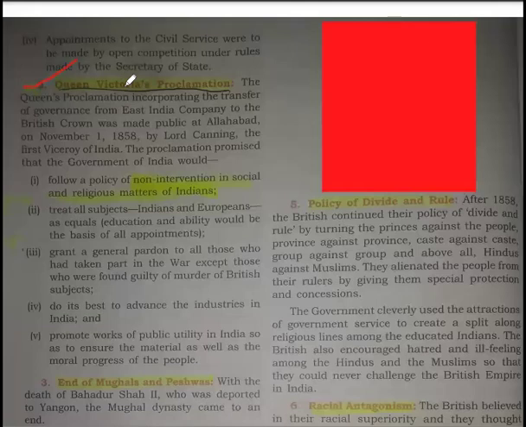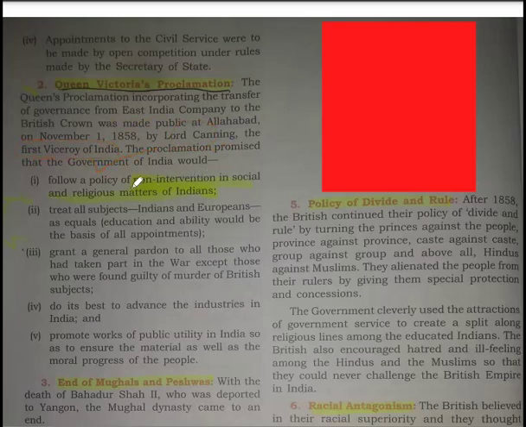Then, guys, we have Queen Victoria. One more thing: appointments to the civil service were to be made by open competition under rules made by the Secretary of State. So, Queen Victoria's proclamation, incorporating the transfer of the government from East India Company (EIC) to the British Crown (BC), was made public at Allahabad on November 1, 1858 by Lord Canning as the first Viceroy of India.